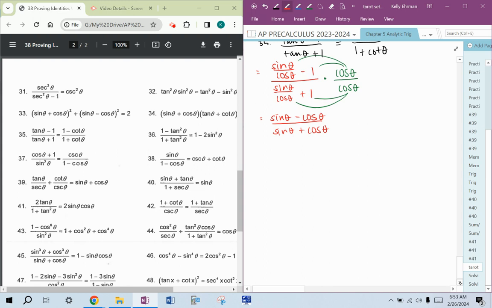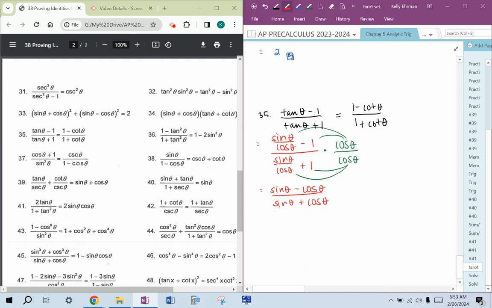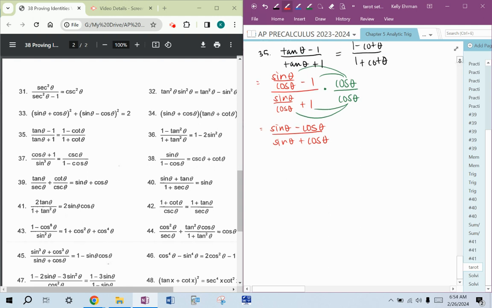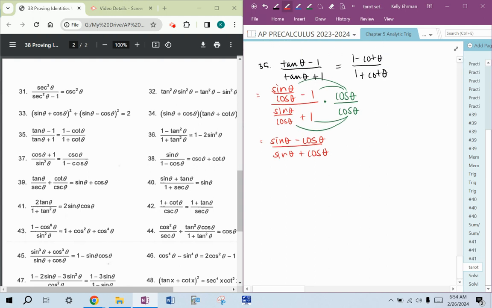Okay, now this is where it's like, okay, I'm stuck. Do I multiply by a conjugate? Again, no, because the right side is not just in terms of sine and cosine. So what are we trying to get? We've done this trick before too, on a couple of other worksheets. I have sine minus cosine. I want 1 minus cotangent. Give yourself a preview. What is 1 minus cotangent? It's 1 minus cosine over sine.